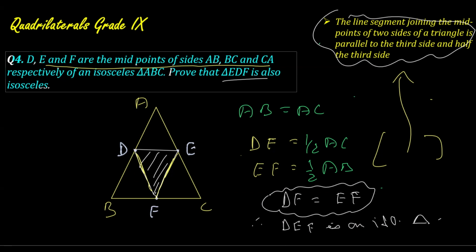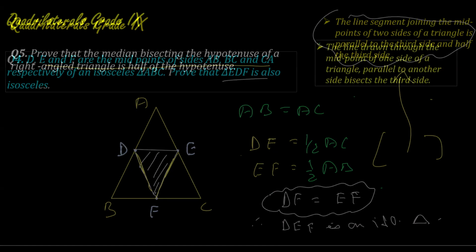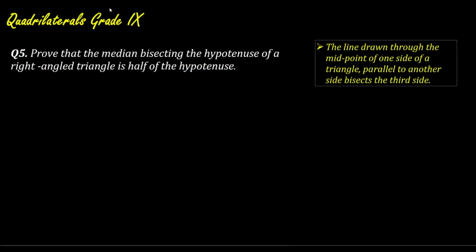That much only we have to do. Let's come to the next. The next question, question number 5, says: prove that the median bisecting the hypotenuse of a right angle triangle is half the hypotenuse.